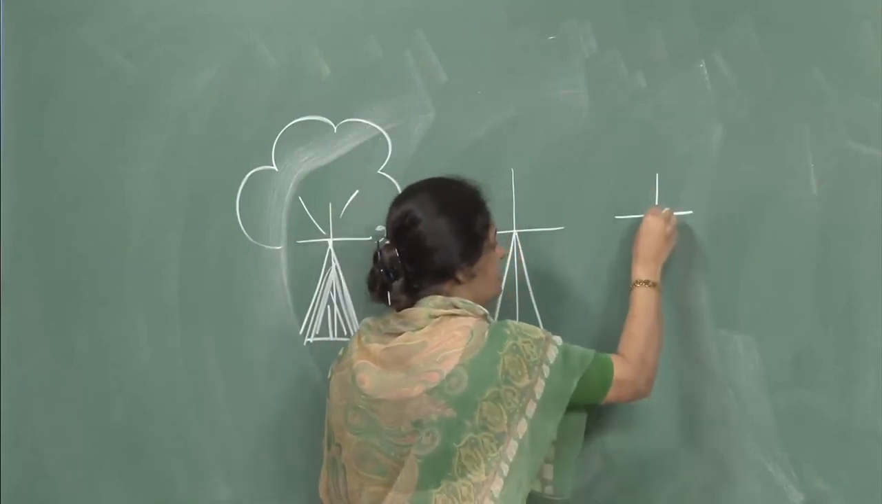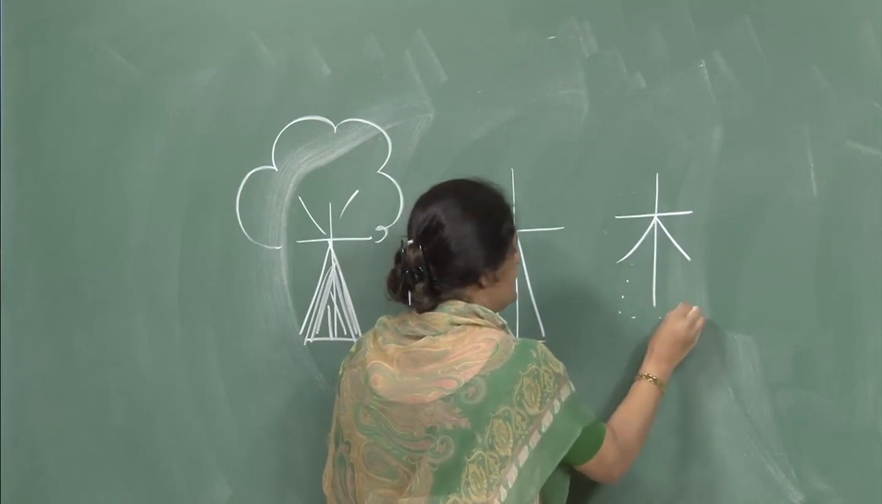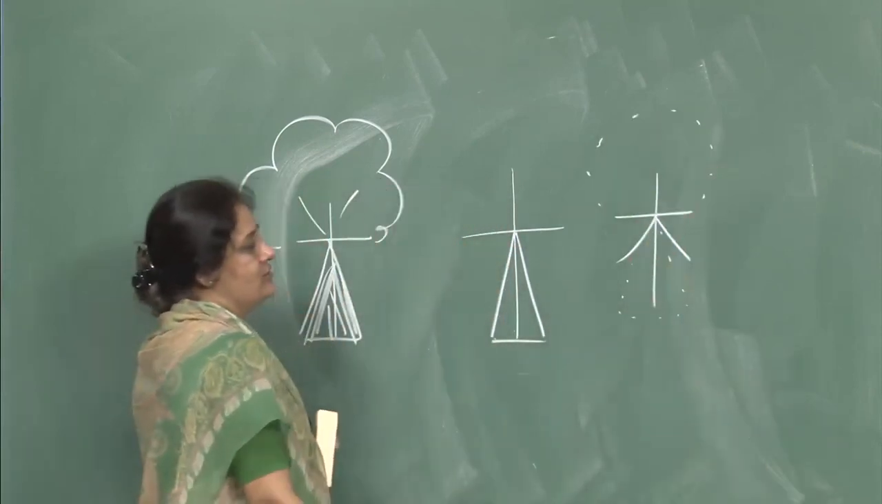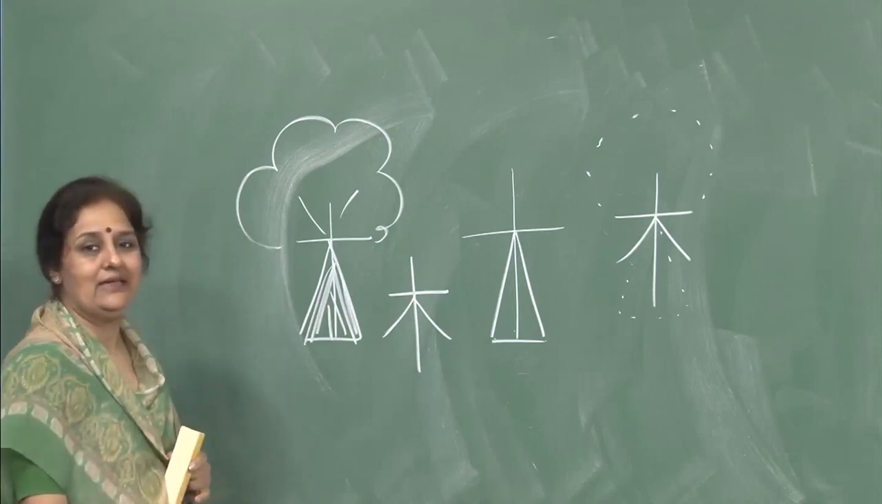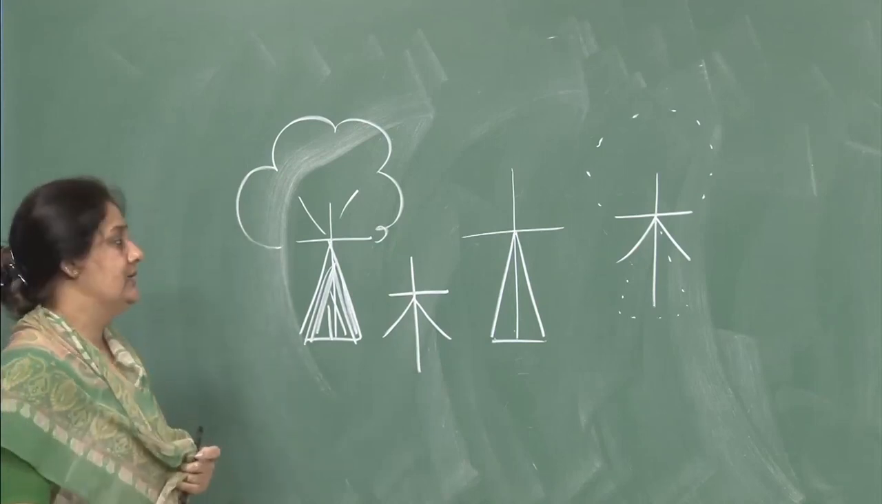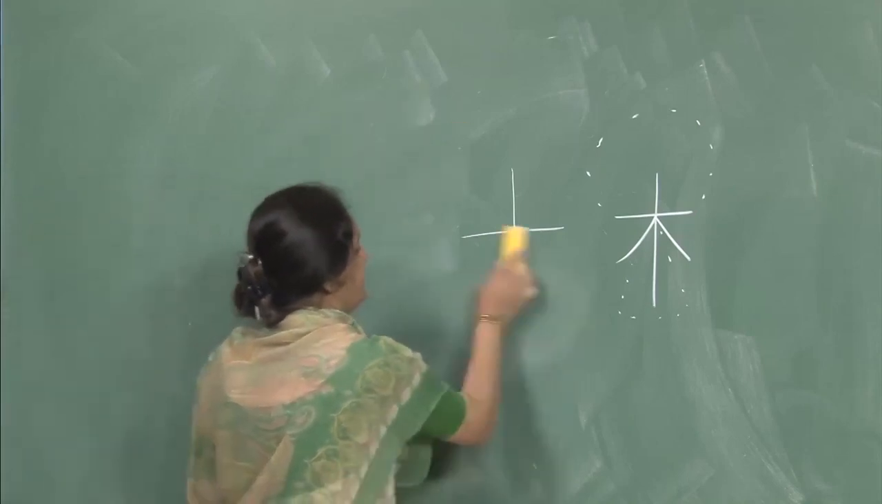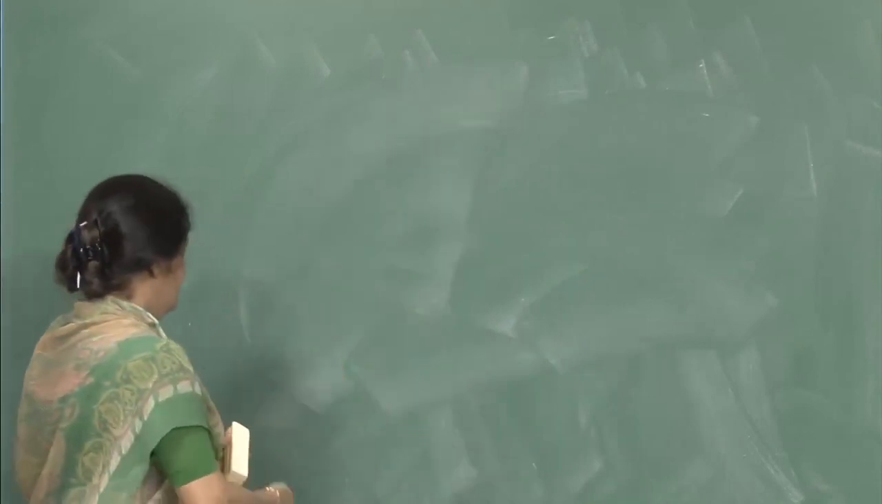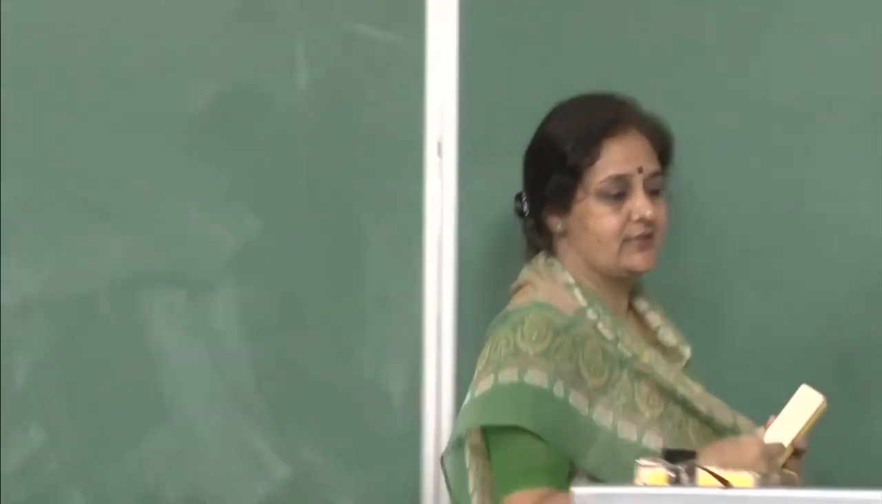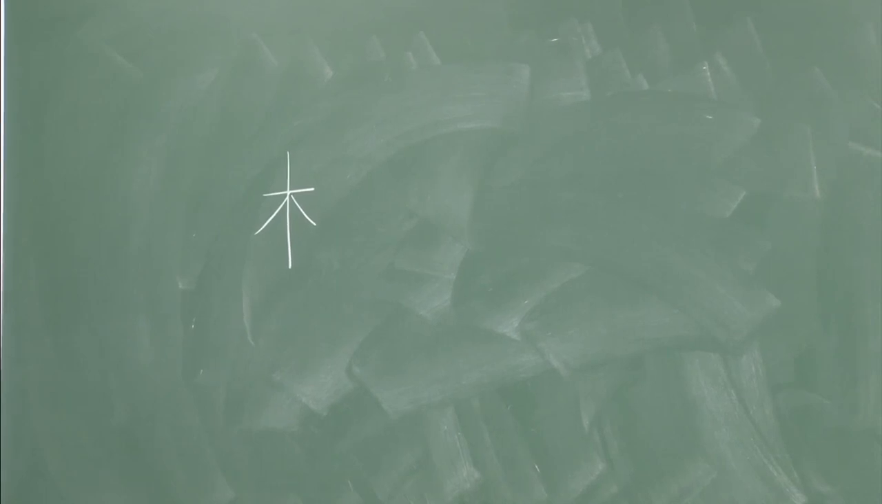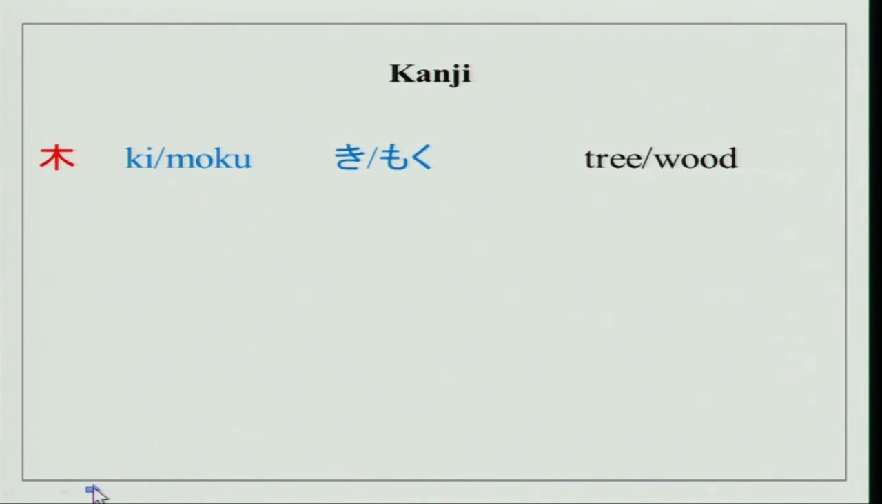So, now you see 1, 2, 3 and 4. Now, if you do this, then you will see it does look like a tree. So, once again for you, 1, 2, 3 and 4. Ki. This is ki. The pronunciation is ki. Ki means a tree. It is a four stroke character. Once again, 1, 2, 3 and 4, meaning ki. When you look at this character, then automatically you will understand that it has something to do with tree, something to do with wood, something to do with forest, all related. Now, you will see this is a four stroke character.